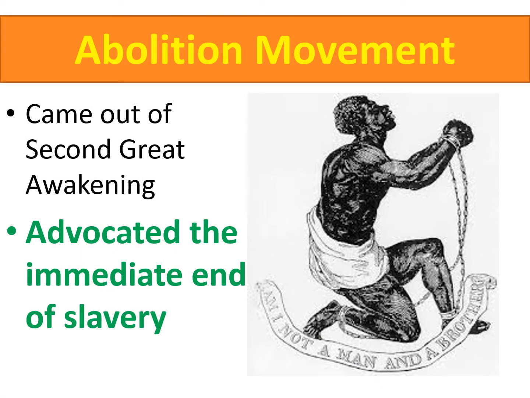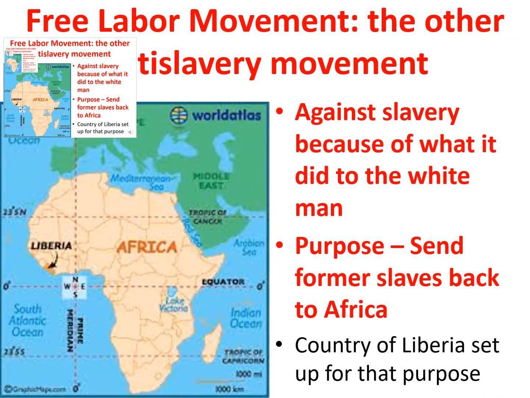The most famous reform movement that came out of the Second Great Awakening was the abolition movement, which advocated the immediate end of slavery in America. There were two main parts of the abolition movement. One part, and actually the most numerous part, was the free labor movement.